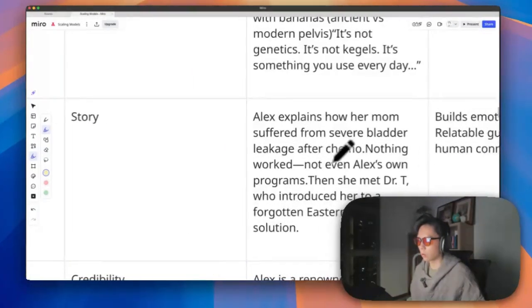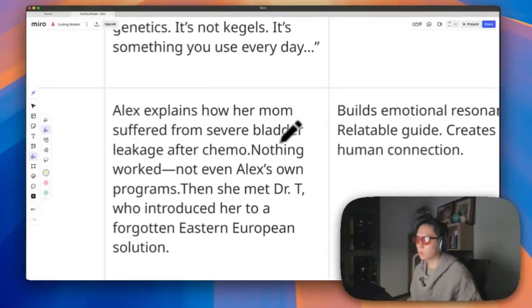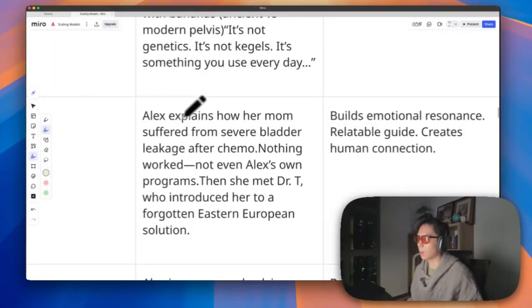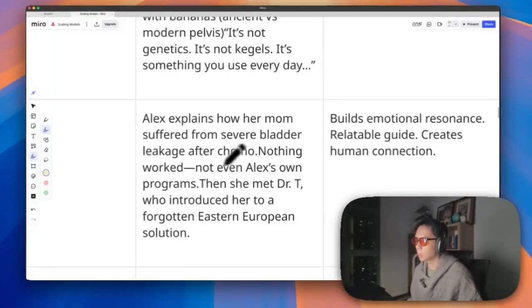Then we go on to the story. So this is a micro lead, or a lead within the VSL, where Alex explains how her mom suffered from severe bladder leakage after chemo. So nothing worked, not even Alex's own programs.